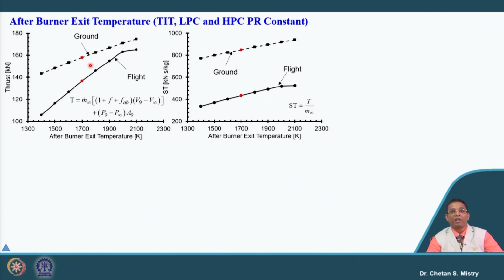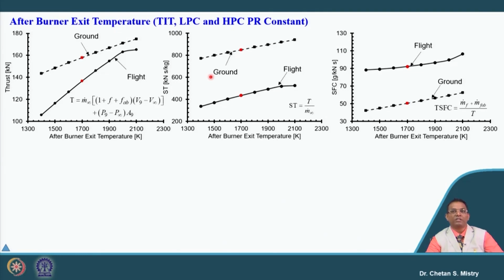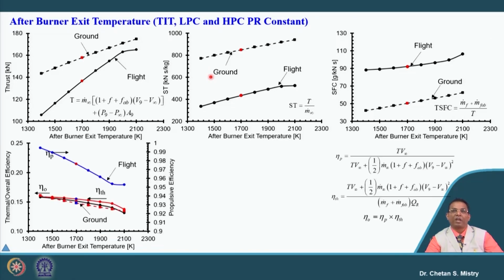So, if we compare, if our afterburner exit temperature is higher compared to our flight condition, the specific thrust will be higher for the ground condition, and this is representing the specific fuel consumption for the flight condition. And here in this case, this is representing the propulsive efficiency, overall efficiency and thermal efficiency. So, if we look carefully, it says by increasing the afterburner exit temperature, propulsive efficiency will be reducing, and that will lead to reduced overall efficiency.